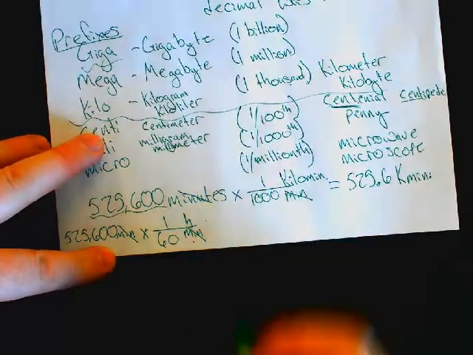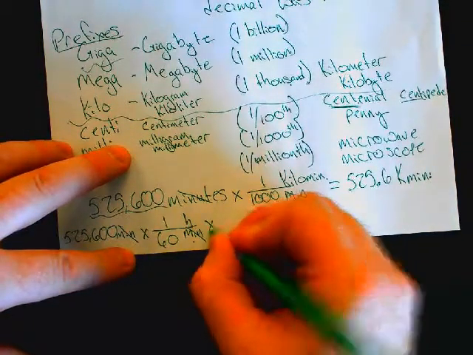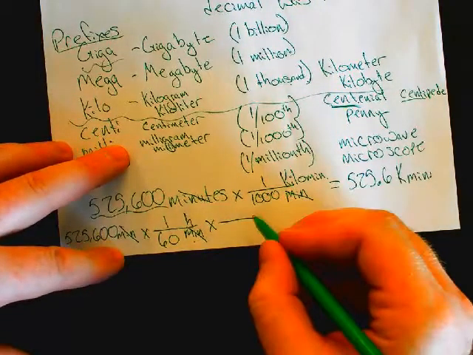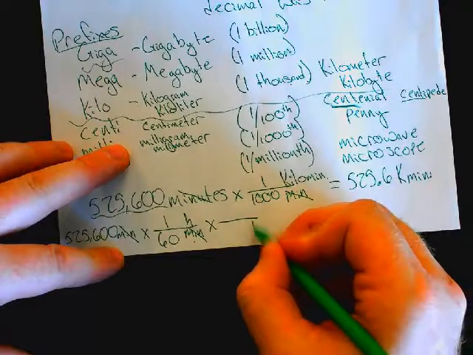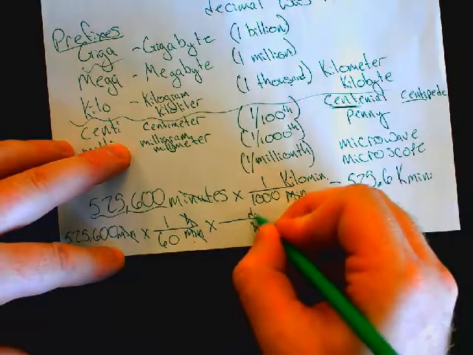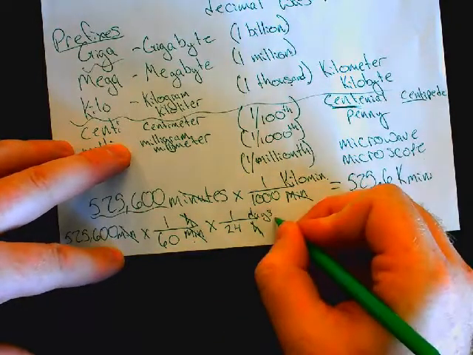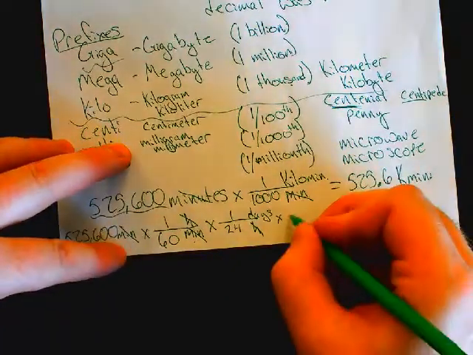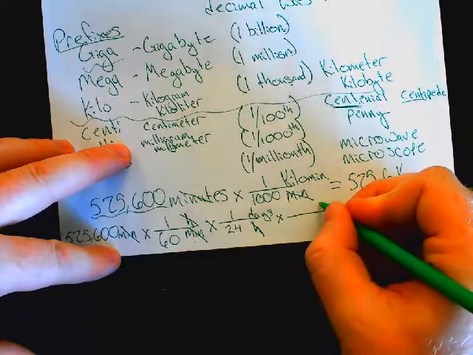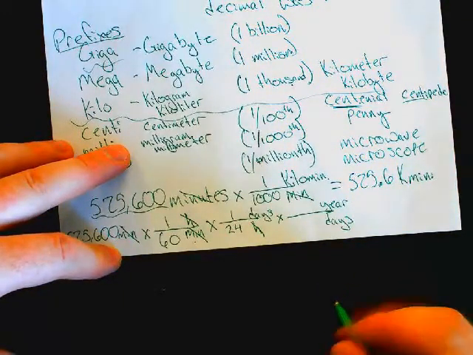Okay, after I've changed it to hours, what would I want to try to change it to next? Days sounds good. So what unit, not what number, what unit do I put in the denominator? Hours, because I'm trying to cancel it out. What unit do I put in the top? Days. How many hours to a day? And lastly, if I'm trying to change to years, what unit do I put on the bottom? And what unit do I put on top? How many days in a year? 365.